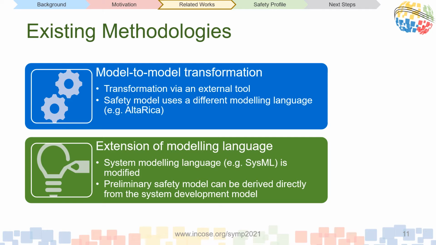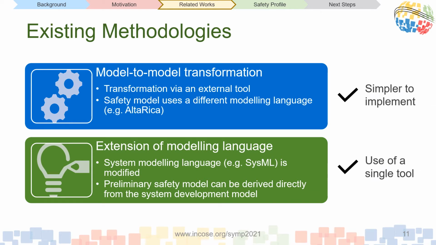The second method is the extension of the modeling language, and this is where a system modeling language, such as SysML, is extended to allow for the storage of safety data in the system model, which then allows for preliminary safety models to be derived directly from the system development model.